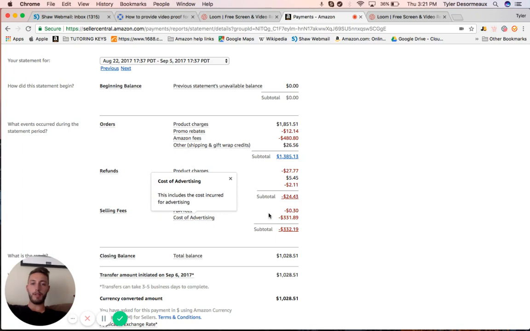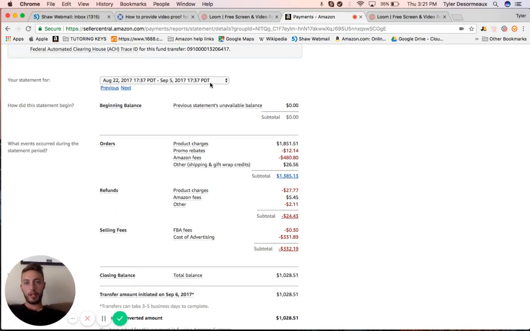But that cost of advertising comes off once per month, and it's always on the third day of each month. So you've got to expect that. So typically, your first payment in the month will be a little less than the second one. It's not a massive cost, but it's somewhat substantial. So keep that in mind.